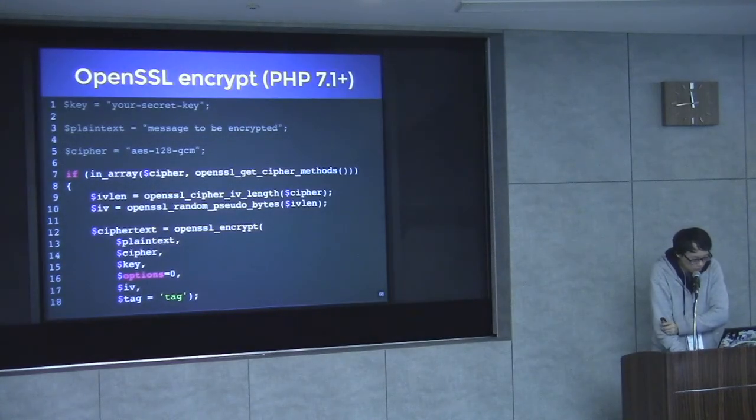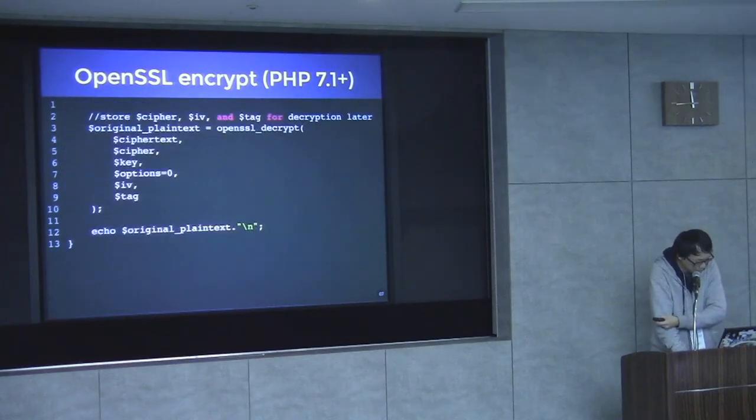And if you use PHP 7.1, you can use the following sample code to do the OpenSSL encrypt. Firstly, you can use the AES 128 GCM mode, and the GCM mode is more powerful than the CBC mode. So here is the in_array function to make sure that this cipher mode is included. Then you can just use the OpenSSL encrypt and decrypt to get the original plain text.